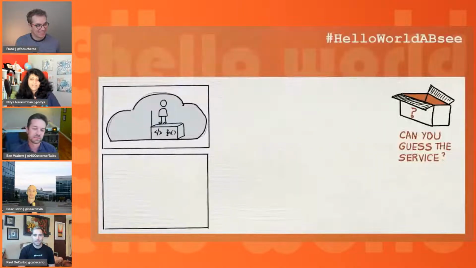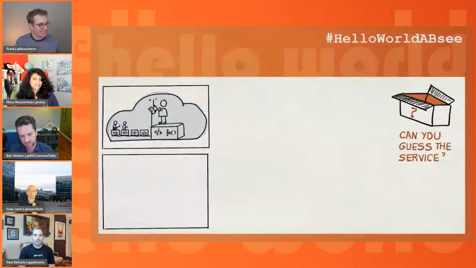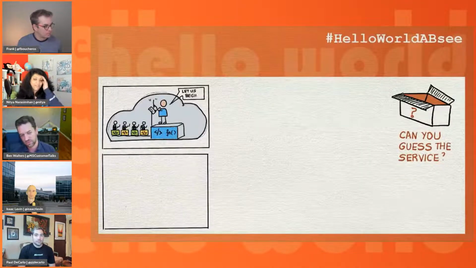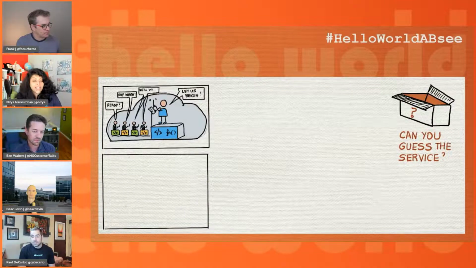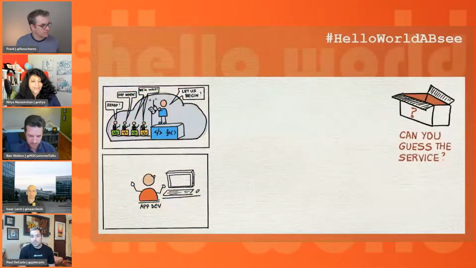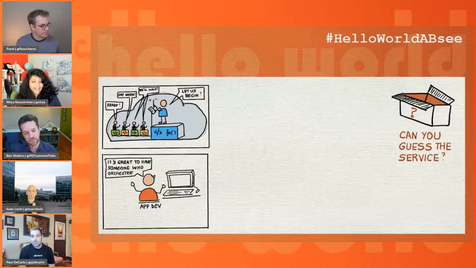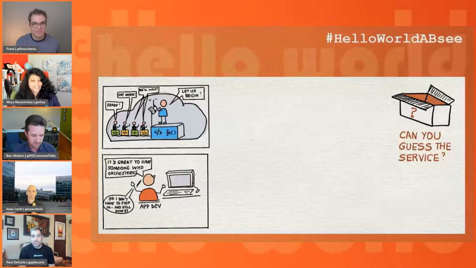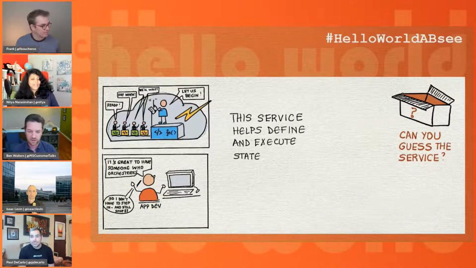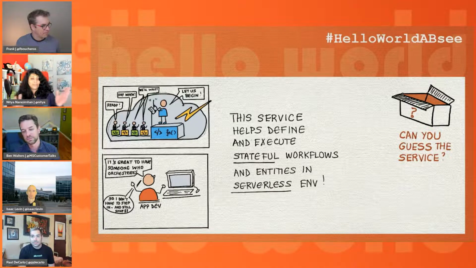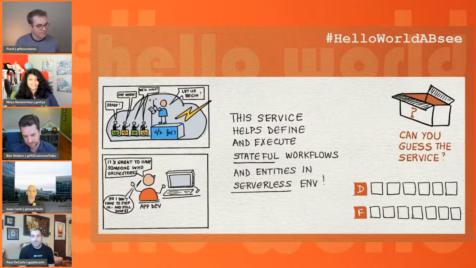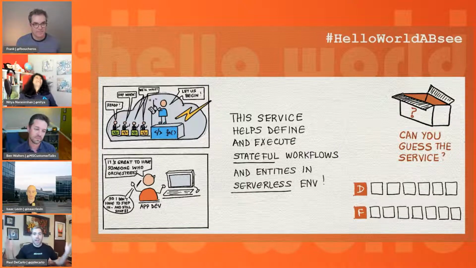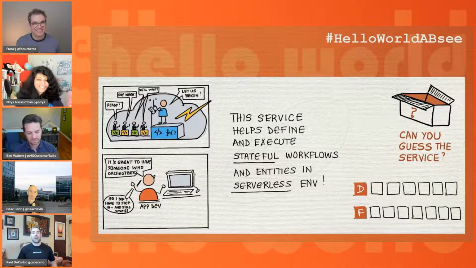So the minute it shows, okay, so this one is a service. It's going to be the name of a product that you've got to figure out. If you look at this, you're seeing something that looks like an orchestrator. And on this side, you're seeing an app that says, well, this service helps manage my workflows in a serverless environment. Durable Functions. See what I mean?